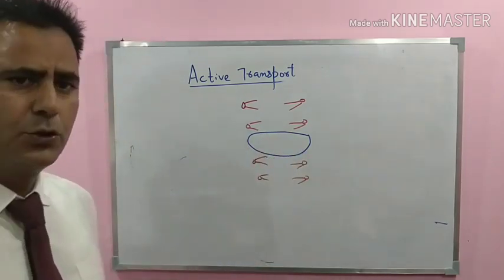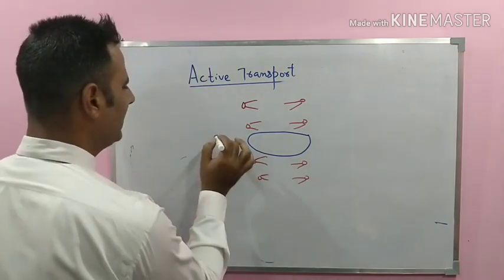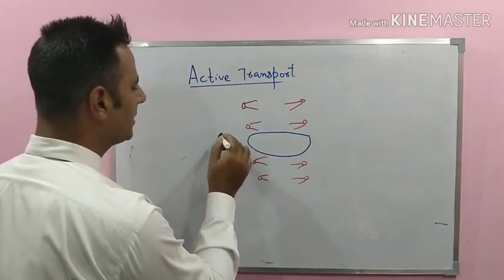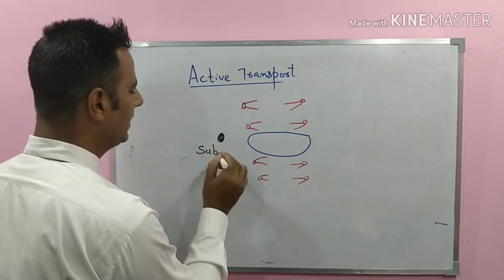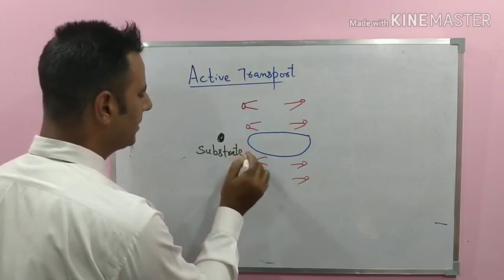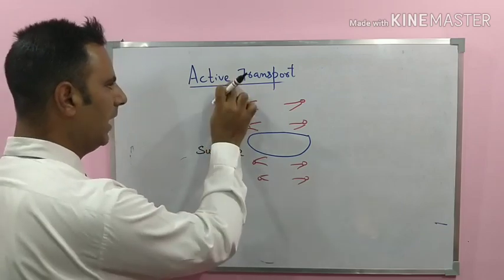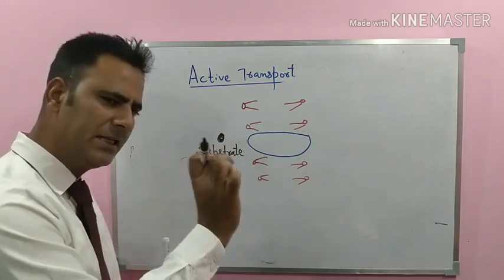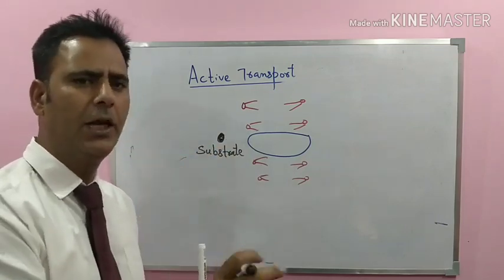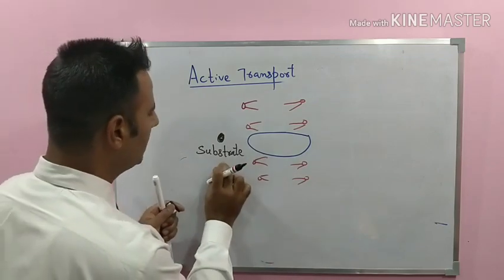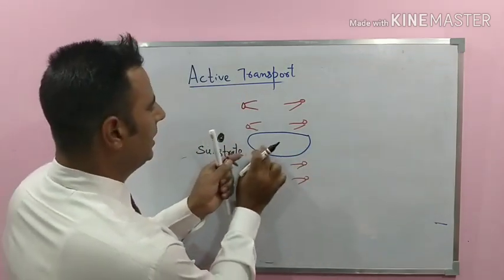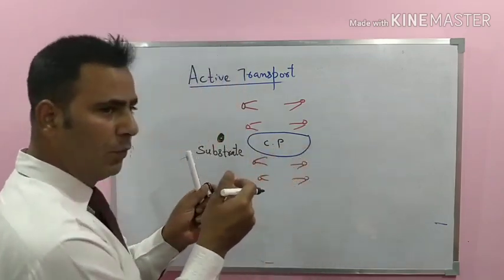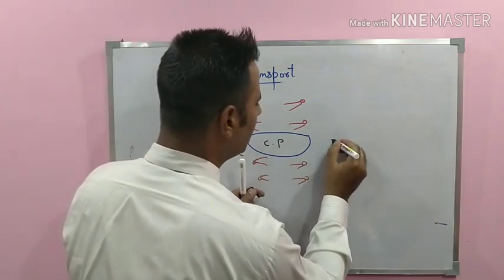This carrier protein has two binding sites. One binding site is provided for the attachment of the substrate. For example, this is a substrate. A substrate is any substance which we want to transfer by active transport from one side of the membrane to the other, any substance which needs to be transported across the membrane. So for this substrate there is a binding site in this carrier protein, and at the same time it has one more binding site, and that binding site is for ATP.